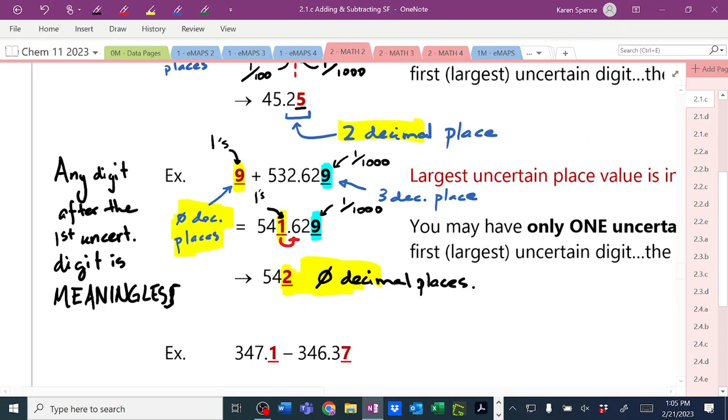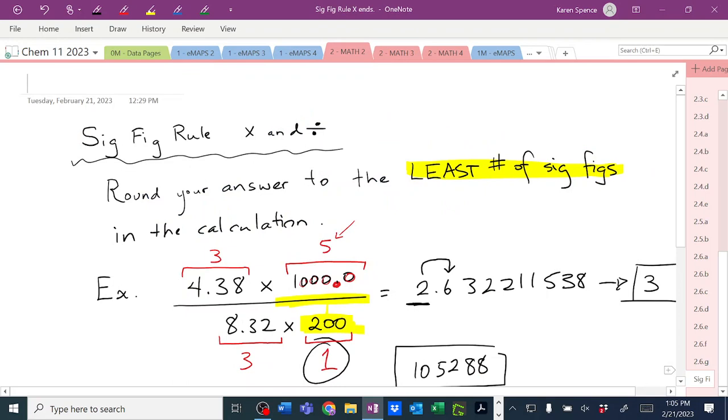And I'd like you to take note, the most common error I see from people is when they try and take the multiplication and division rule and use it for addition and subtraction. Because the multiplication and division rule is easy. You take the smallest number of sig figs in the calculation. Remember that back here? Smallest number of sig figs in the calculation. Oh, we got 1, so my answer is going to have 1 sig fig. Okay. The sig figs don't work that way in addition and subtraction.